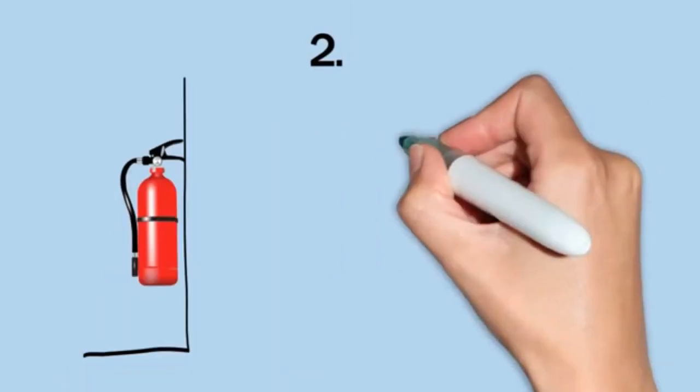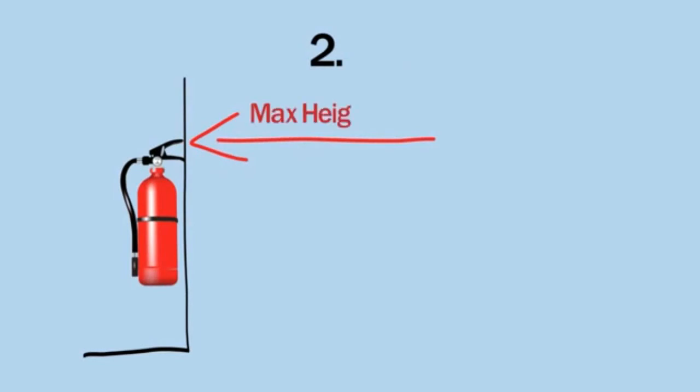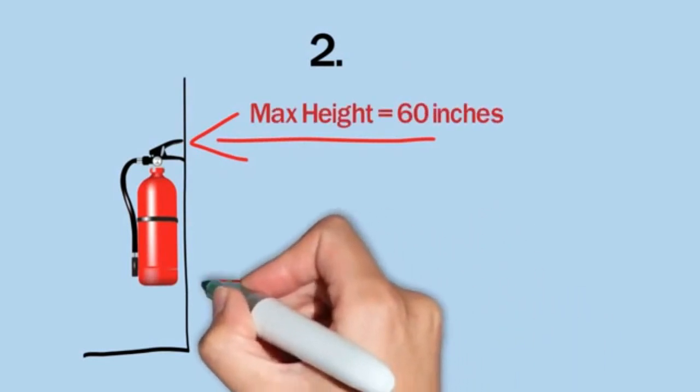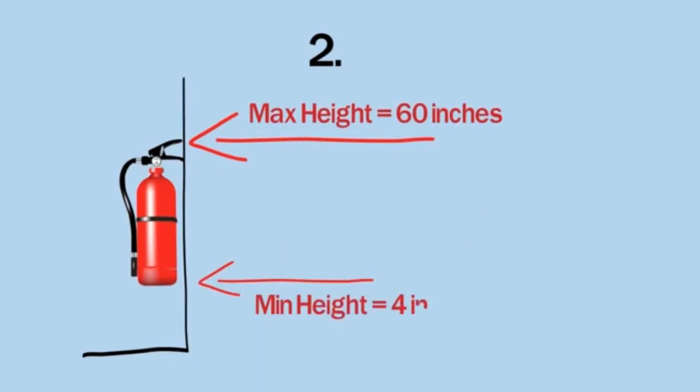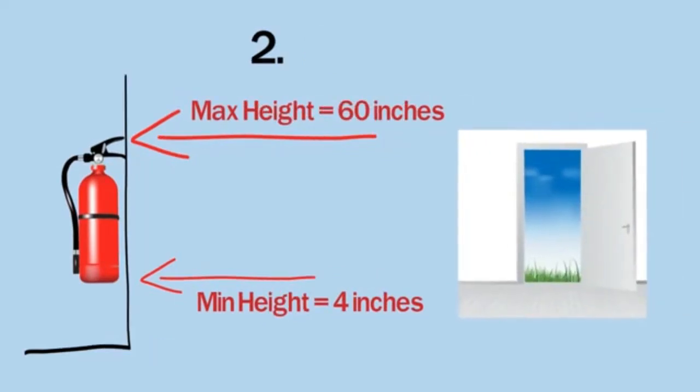The top of an extinguisher should never be mounted higher than 60 inches above the floor surface, and the bottom of an extinguisher should never be closer than 4 inches above the floor. They should never be used as door props or paperweights. They are not coat hangers or tool hooks.